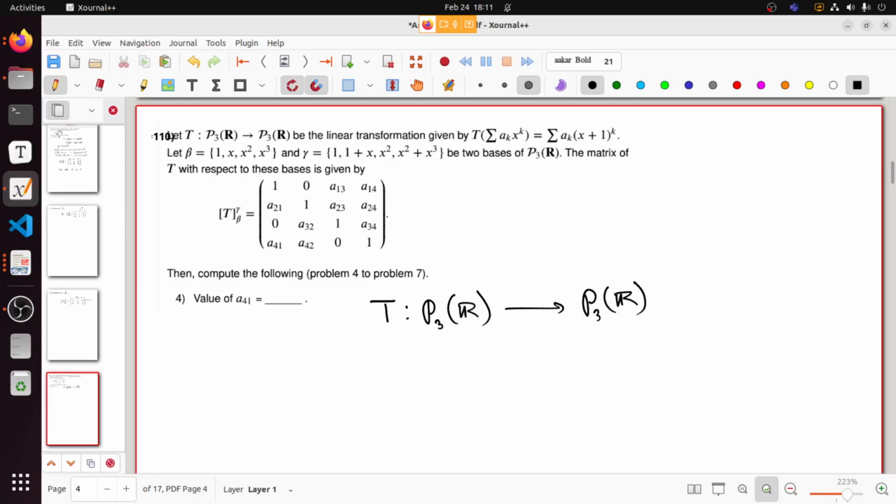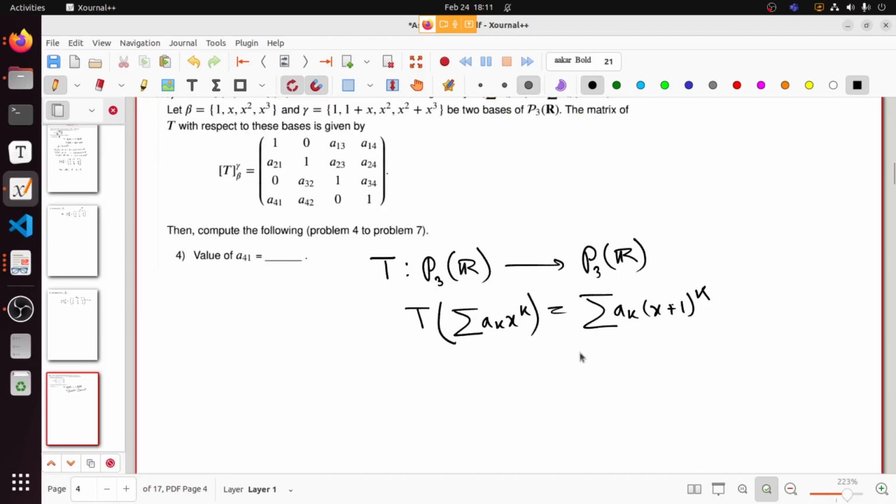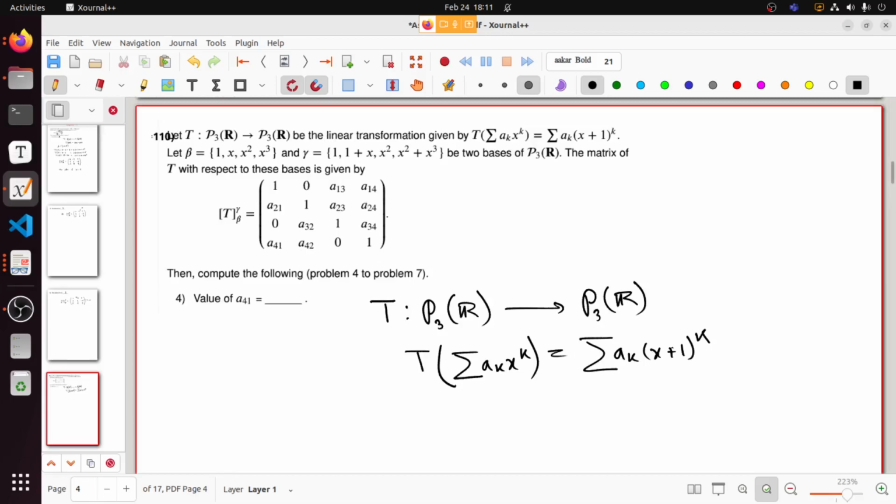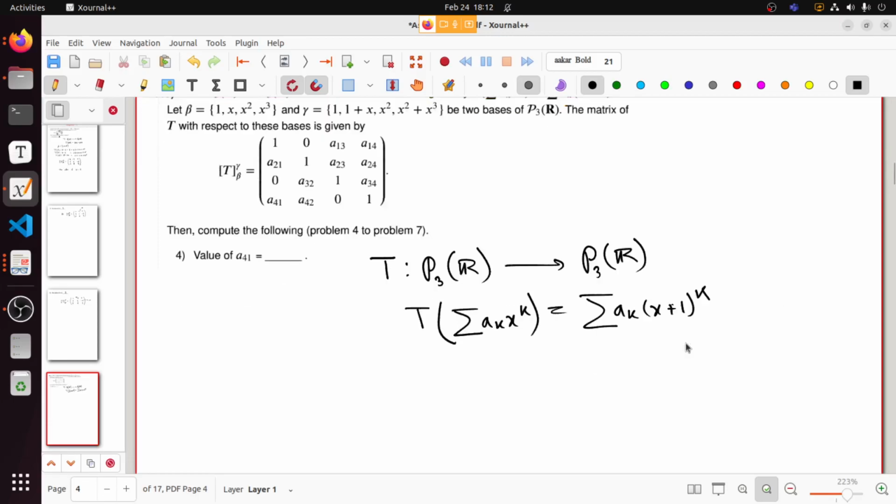And how will this map? What is the definition? T of summation a_k x to the power k is summation a_k (x plus 1) whole to the power k. So this is the definition. Now you have to write down T with respect to the basis beta, gamma. So you have to apply T on the basis of beta, and write it in terms of the basis of gamma. So first apply T of 1.